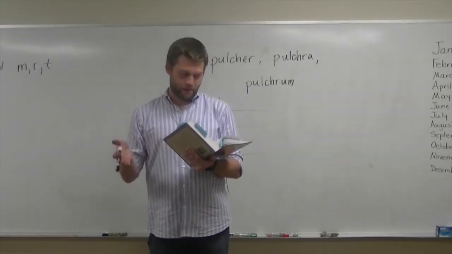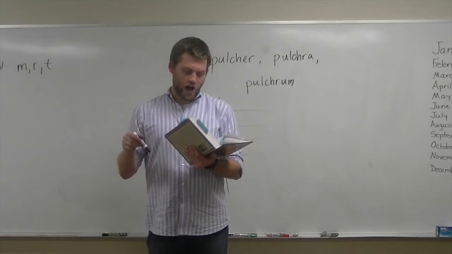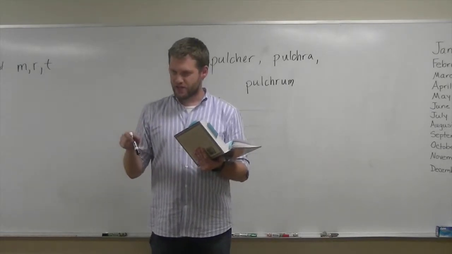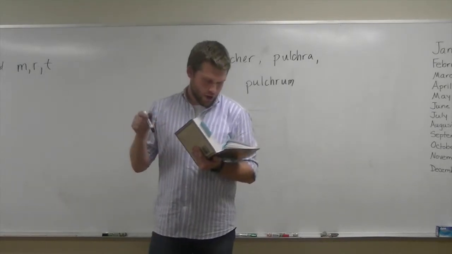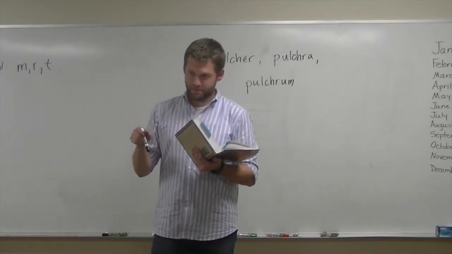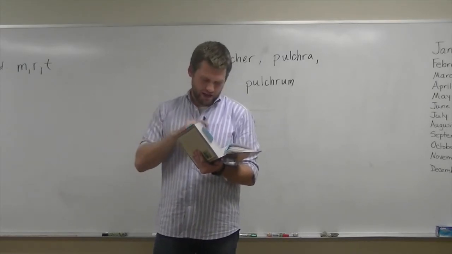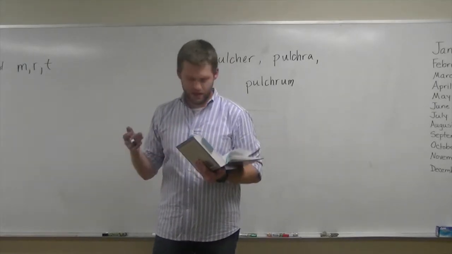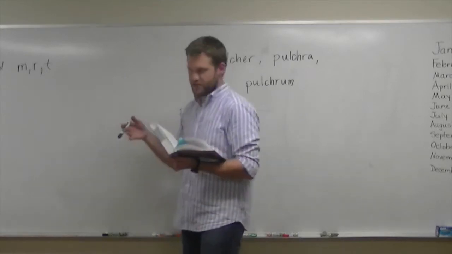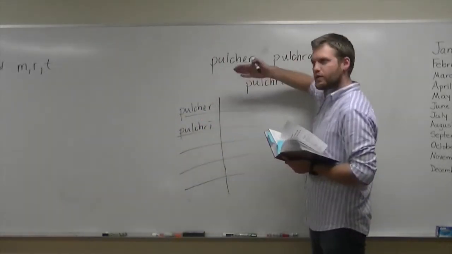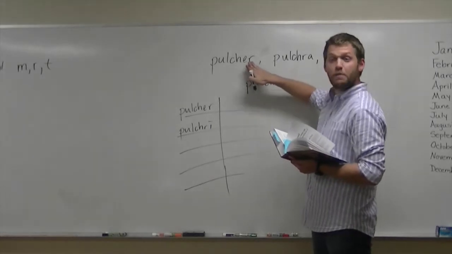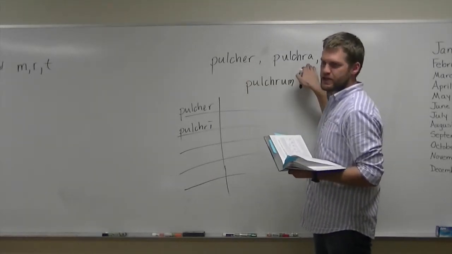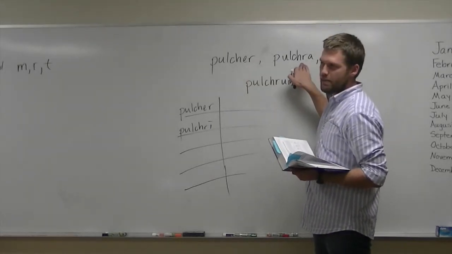Liber, libera, liberum. Noster, nostra, nostrum. Does that one change? It does. It drops out the E. Pulcher, pulchra, pulchrum. Yes. Okay? So that's kind of the last thing that they're just letting you know: when you see these adjectives that end in ER or R, just be aware that sometimes that stem is going to change. Sometimes that E is going to drop out.